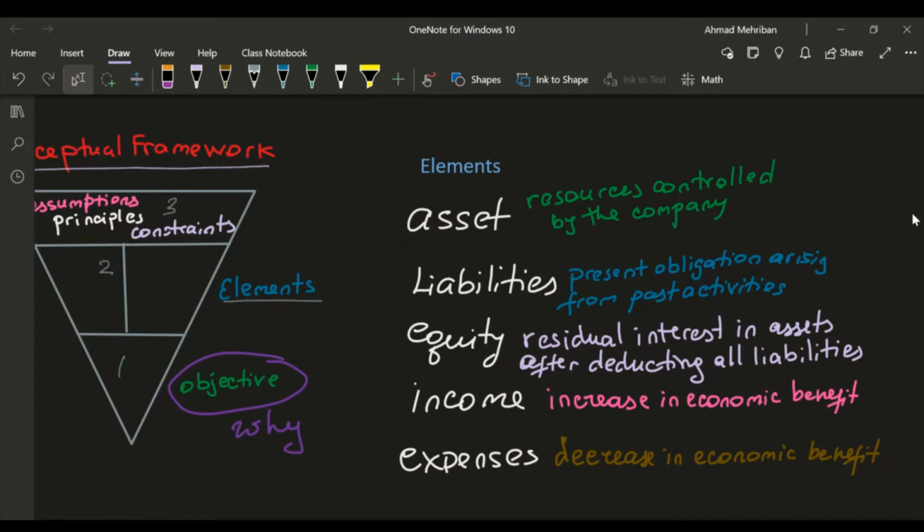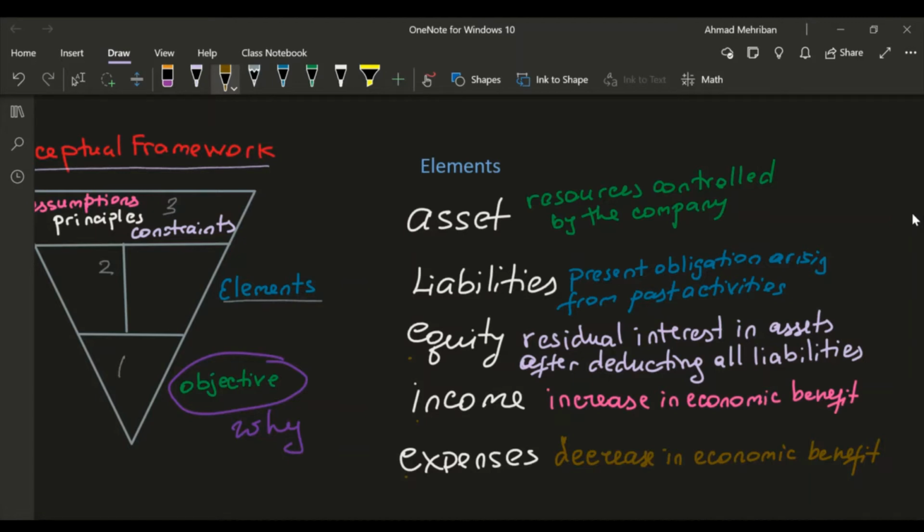Okay, so let's just cover the elements of financial reporting. You are already familiar with those, but I just want you to see that these are also part of the conceptual framework, and they are known as the elements of financial reporting. We know assets, liabilities, equity, income, and expenses. Assets are the resources controlled by the company. Liabilities are the obligations that arose from past activities. Equity is the residual interest in assets after deducting all liabilities. So it's different words, exactly the same thing, so no worries, you know what it is.